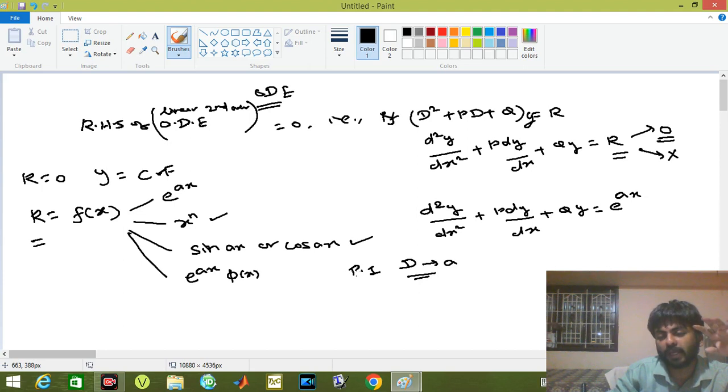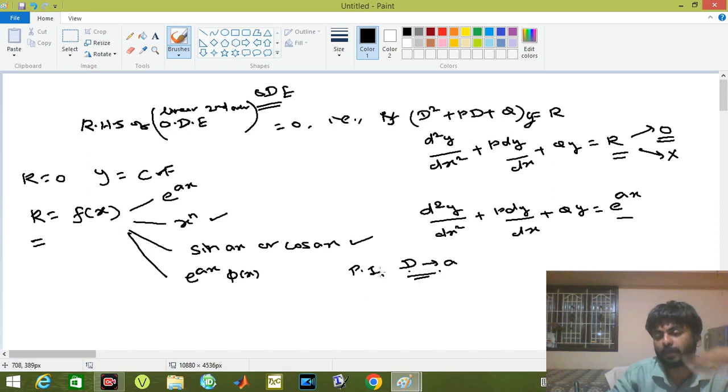The art of finding the complementary function is common for all the problems, independent of whether the right hand side is 0 or an exponential function or a trigonometric function or a combination of an exponential function with any other function. The only thing that differs depending upon the type is the particular integral. So when you have e power ax, you have to replace d by a. You have to remember that. This is the first type we are going to see.